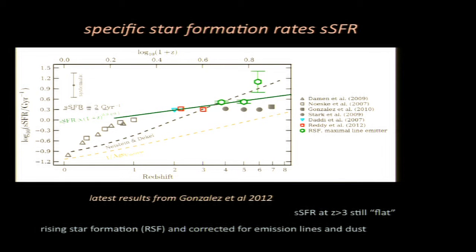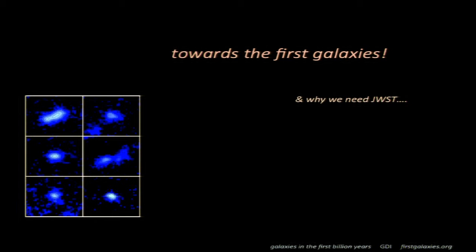It basically just moved these points up. Now we're looking at the effect of different star formation histories and correcting for emission lines. And the overall change at greater than redshift 3 is still fairly flat. There's a slight trend, but certainly less than the typical models would suggest. So this is evolving, as it were, but not changing greatly.